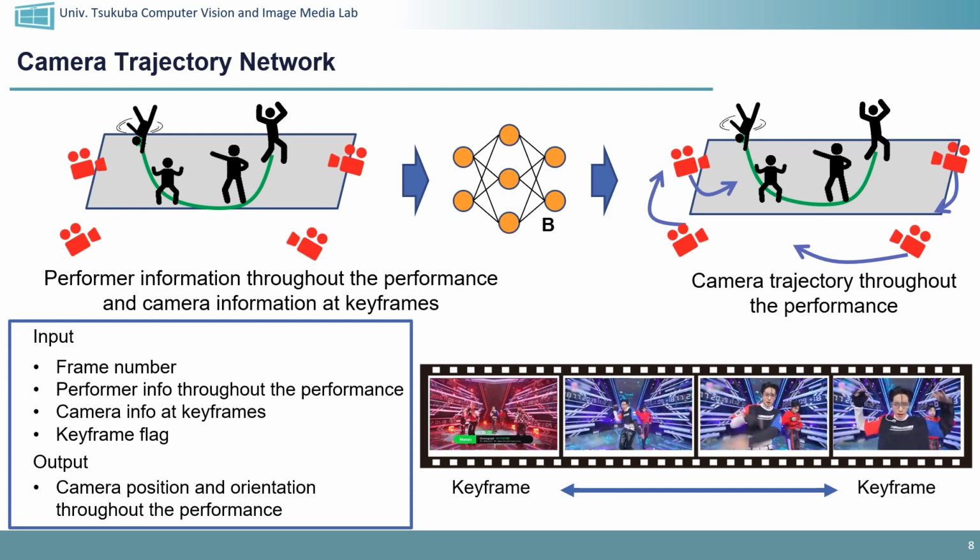The camera trajectory generation network aims to fill in the camera positions and orientation between keyframes and generate the entire camera work for the performance. The network uses the performer's standing position and orientation information from the keyframes, interpolated using a spline curve, to obtain a virtual representation of the performer's standing position and orientation information throughout the entire performance. It also uses the camera positions and orientation generated by the keyframe camera network for the keyframes, the frame number indicating the timing during the performance, and a keyframe flag token that indicates whether the input frame is a keyframe.